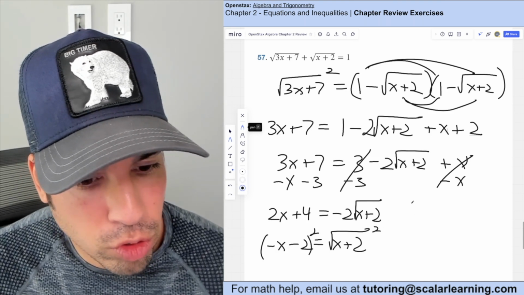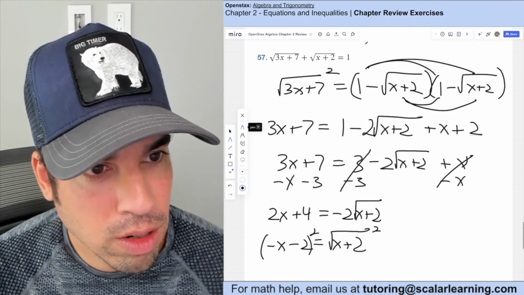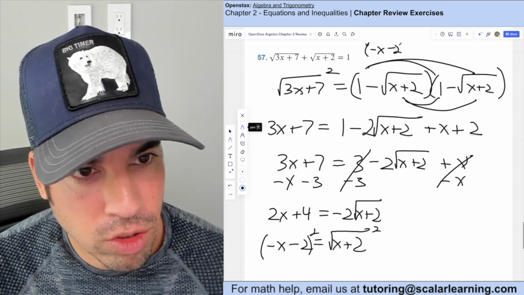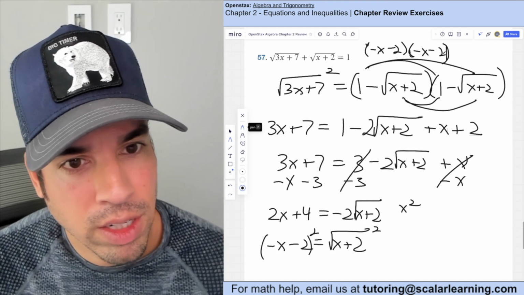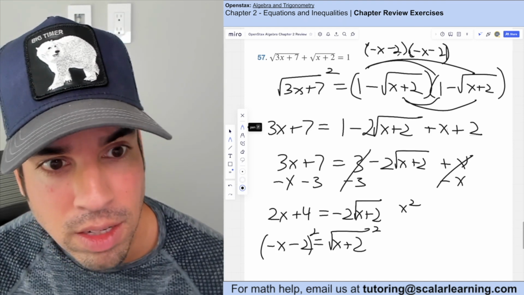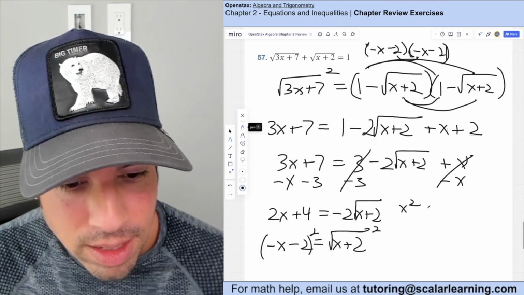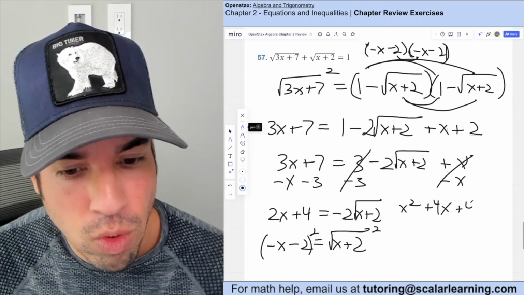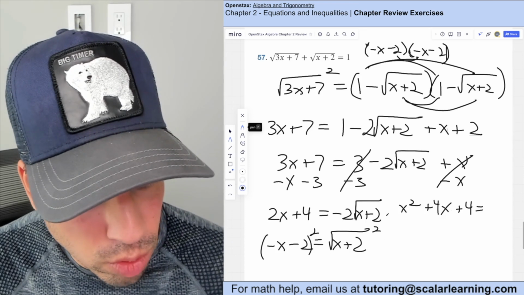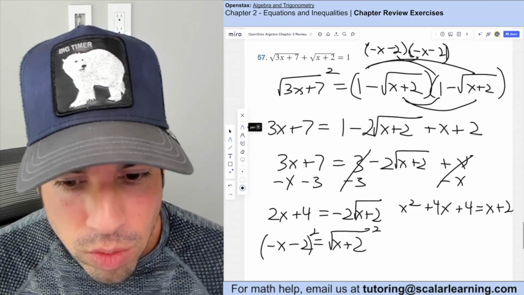Negative x minus 2 squared. If I wrote that out up here, let's see, negative x minus 2. So I got negative x times negative x is x squared. Negative x times negative 2 is 2x. Negative 2 times negative x is 2x again. That's 4x. And then I got negative 2 times negative 2 is 4 equals, and then the square root's just gone, x plus 2. Okay, we're almost there.